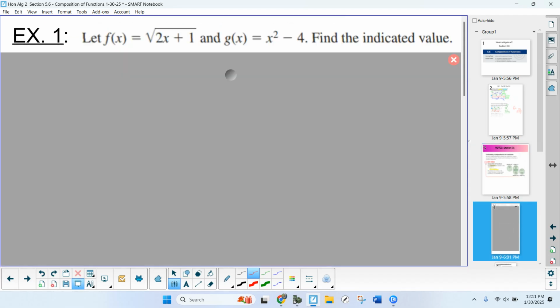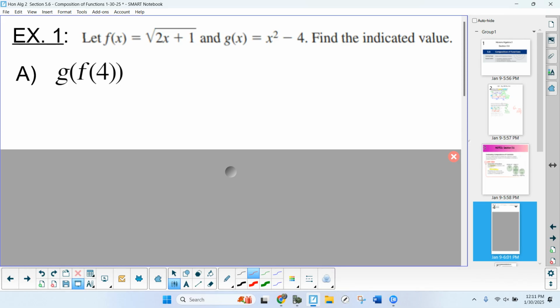Let's look at our first one. Let f of x be the square root of 2x plus 1 and g of x be x squared minus 4. Find the indicated value. So we're going to read this g of f of 4. Again, that's g of f of 4. You're going to start on the very, very inside first. And what's the very, very inside say? F of 4. If I asked you to find f of 4, what would you guys do? Go to function f and plug in 4.